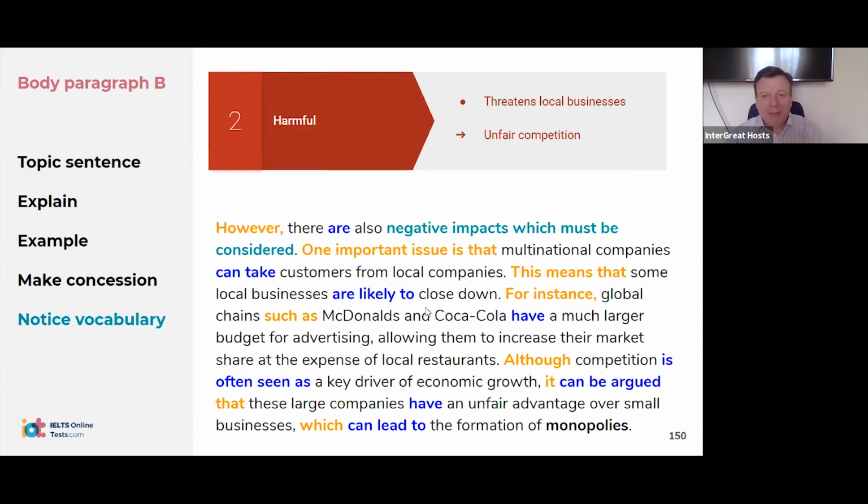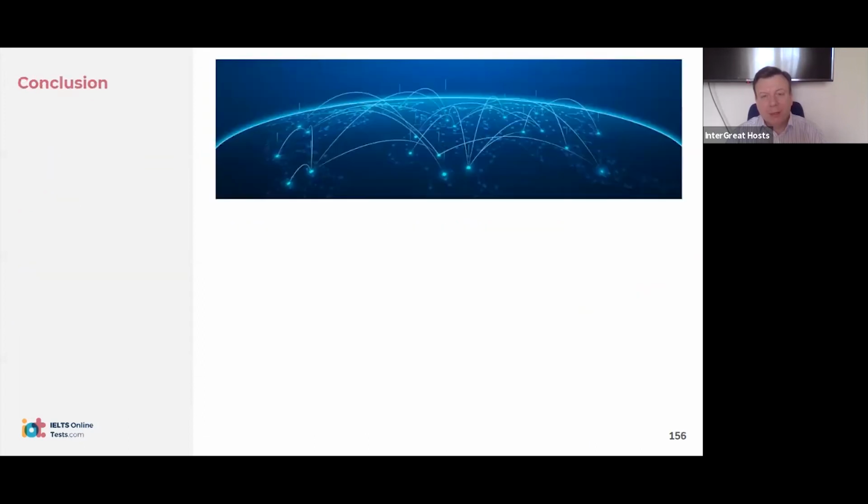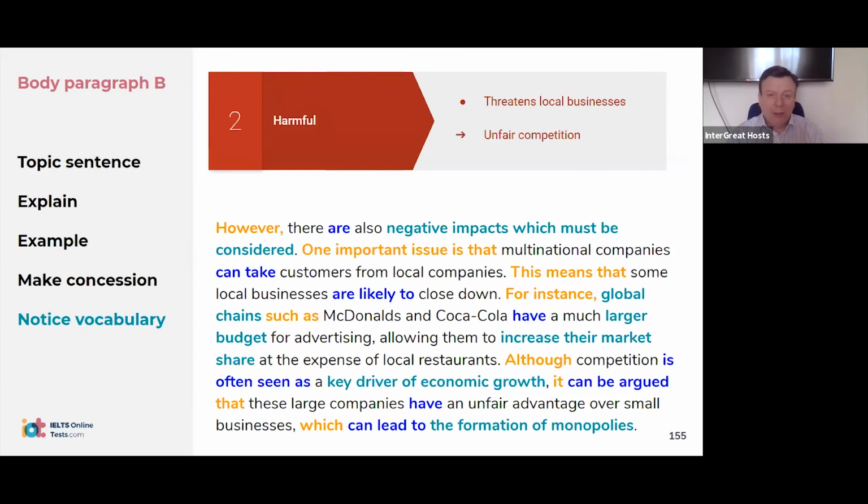Okay, negative impacts. Global change, good collocation use; larger budget, good collocation use; market share, collocation; economic growth, key driver of economic growth, that's a nice phrase; formation of monopolies. Good. All right, I'll just let you have a look at that. So just look at the vocab.